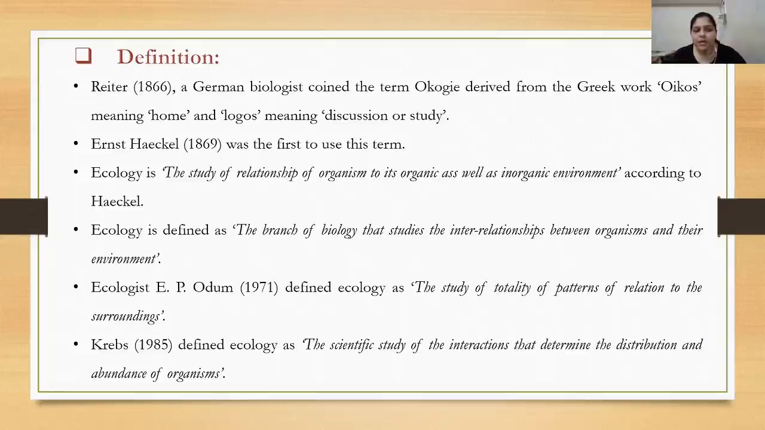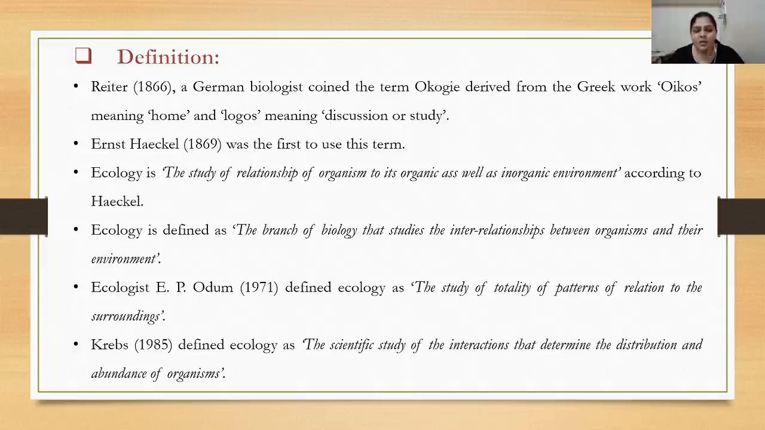So moving on to the definition. A number of scientists have given different definitions of the term ecology. According to Reiter in 1866, who was a German biologist, he coined the term oekologie, which is derived from the Greek word oikos, which means home, and logos, which means to discuss or to study. Ernst Haeckel in the year 1869 was the first one to use this term. So ecology, according to Haeckel, is the study of relationship of organism to its organic as well as inorganic environment.